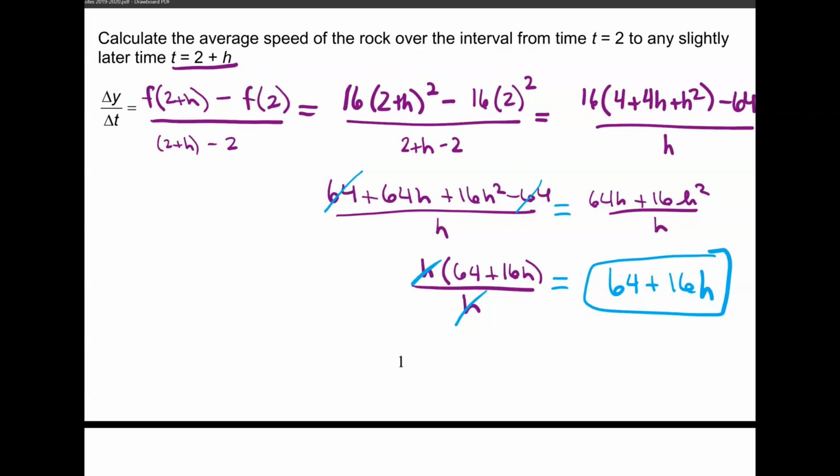So depending on how big the little step is, how big h is, that depends on what the speed will be. If I pick h to be 1 second, I could find the estimated speed if I took it as 1. And as h gets closer and closer to 0, we're getting closer and closer to what number? As h gets closer to 0, we're getting closer to 64.